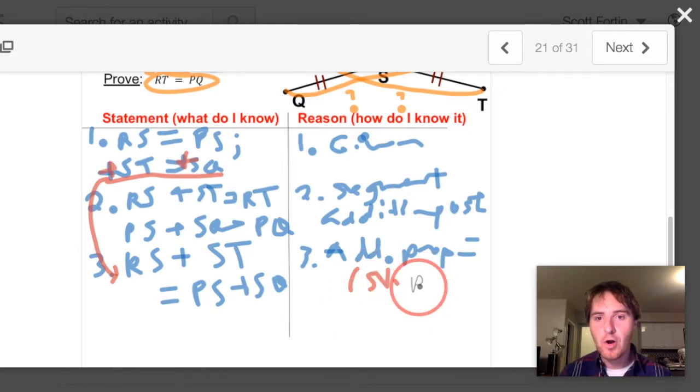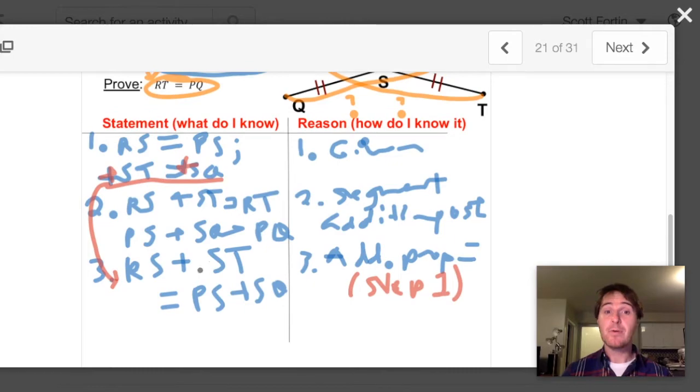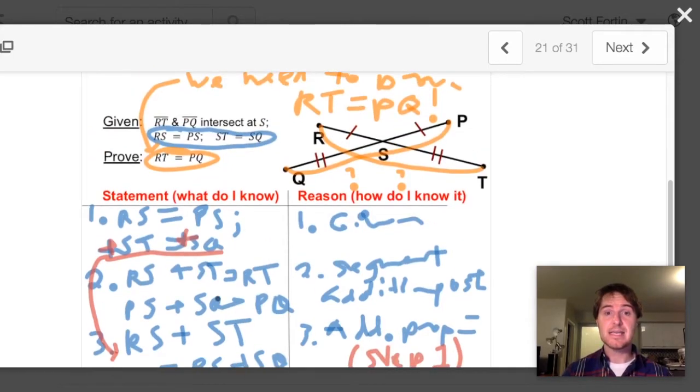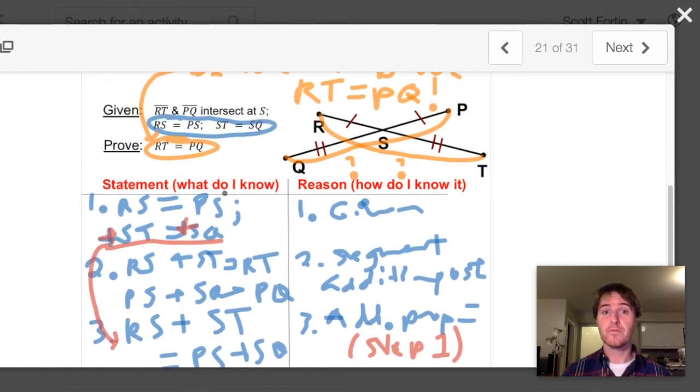So this is going to be one of the harder things, and one of the differences between geometry proofs and algebra proofs is that sometimes you're talking about previous steps in order to get a step later into the future. So anyways, addition property of equality is what you need to know for now. So now we have RS plus ST equals PS plus SQ, and this is really good because we're going to be able to finish the proof in the next step.